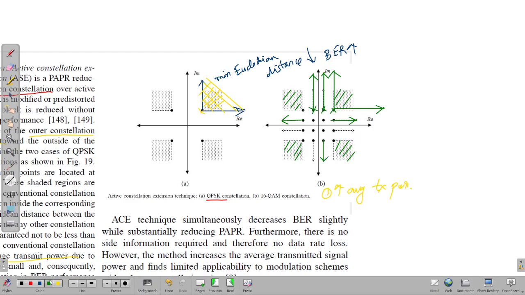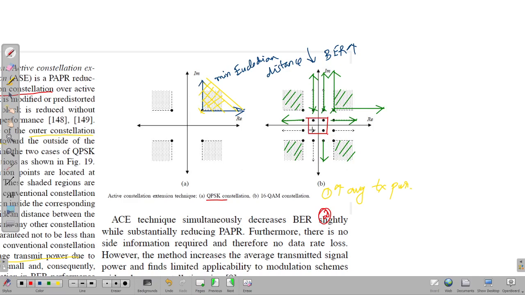And I want you to focus on some points inside. There are some points inside which don't have any option to change their phase or amplitude. They are not able to change their phase or amplitude, because if they move to any side, the minimum Euclidean distance between the constellation points reduces. So that is the second disadvantage you can see.